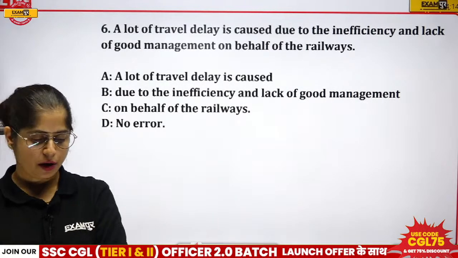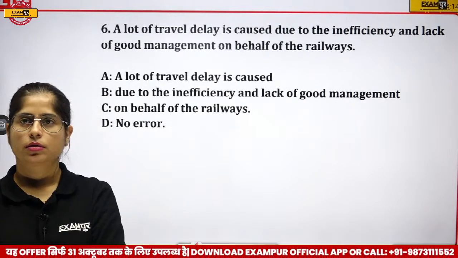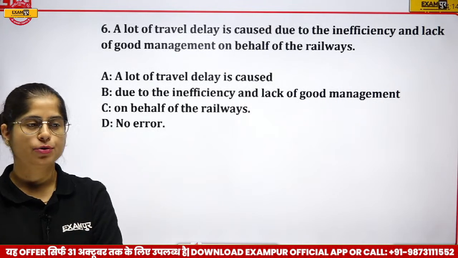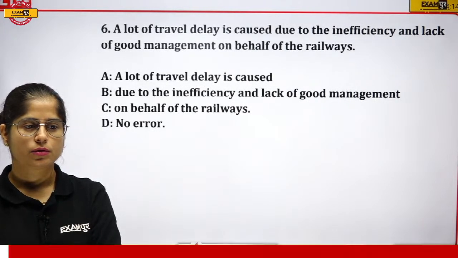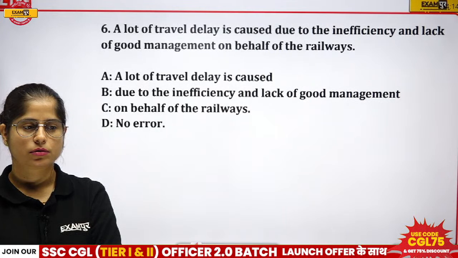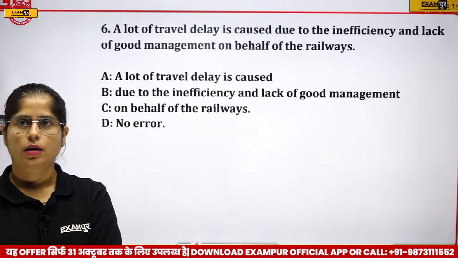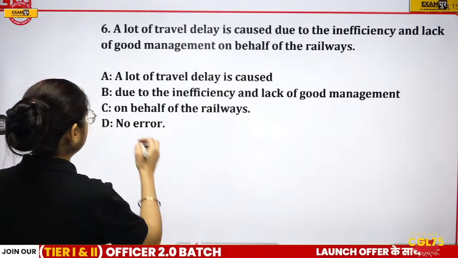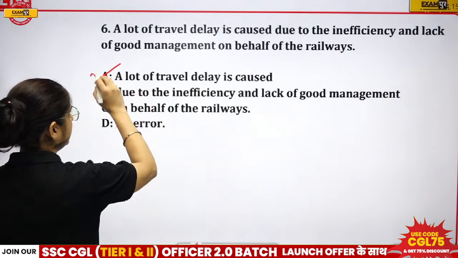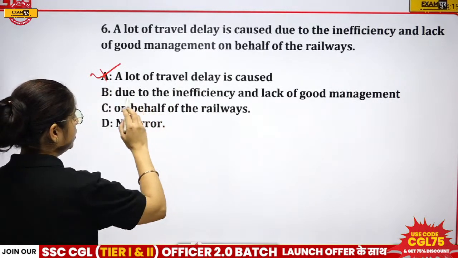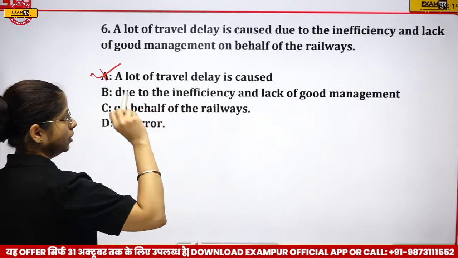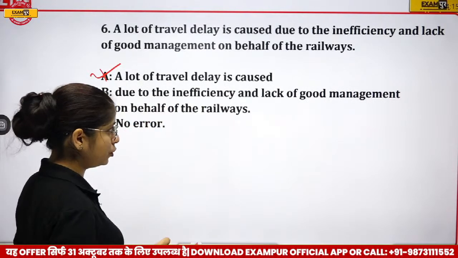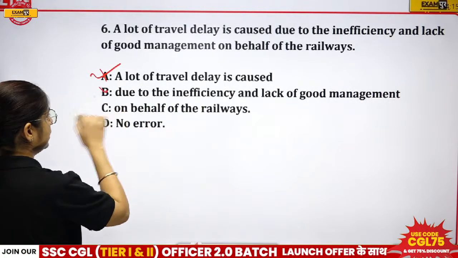What about Albert? Your answer? Are you of the same view? No, see, here the error lies in Part C. A lot of travel delays caused, correct. That means this doesn't have any error. Is due to, is caused due to the inefficiency and lack of good management, correct.